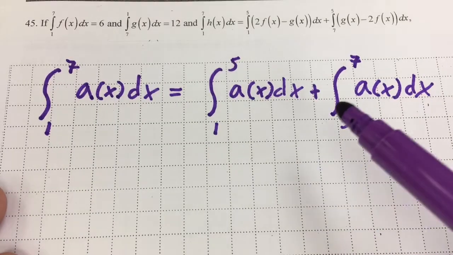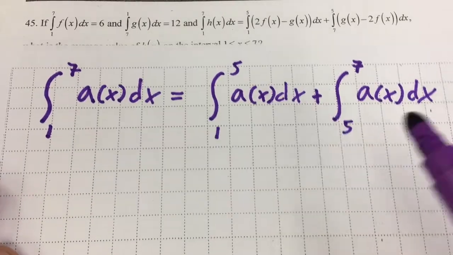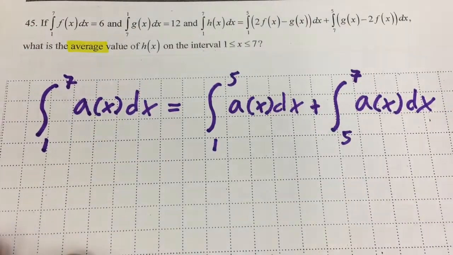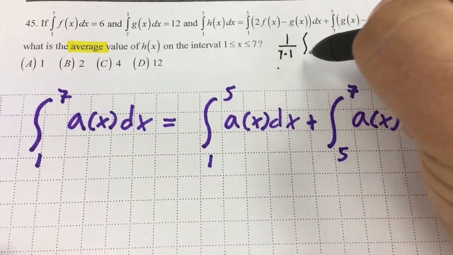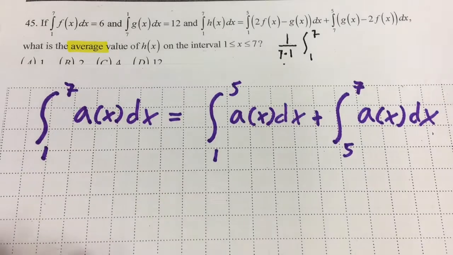All right, the whole idea behind number 45, well, two ideas, is average value. You asked me for the average value, and that's important. So right off the get-go, I know I'm going to have to divide everything by 6, because the average value from 1 to 7 on the integral is going to be 1 over 7 minus 1 times the integral from 1 to 7 of whatever this all comes out to equal.